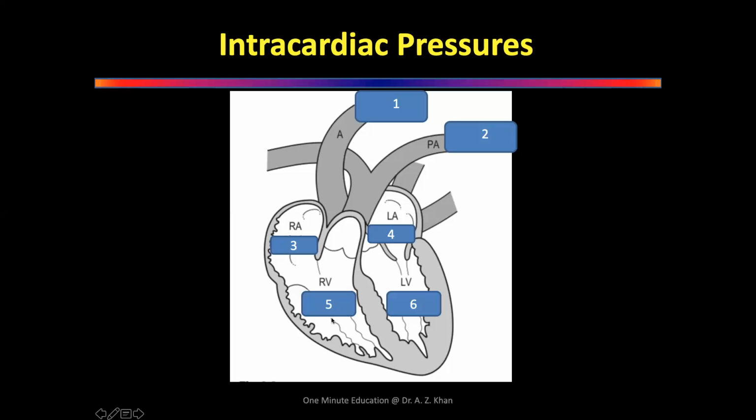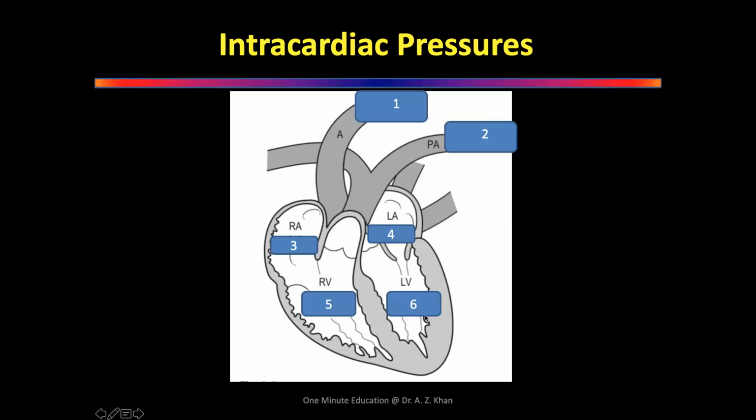Number 5. What is it? 25 over 0 to 4. There is a systole and a diastole because it's a ventricle. The same pressure as PA pressure, 25, will be the systole here. So 25 over 0 to 4. This is RV. Number 5 is RV. Number 6 is LV. What is the number?